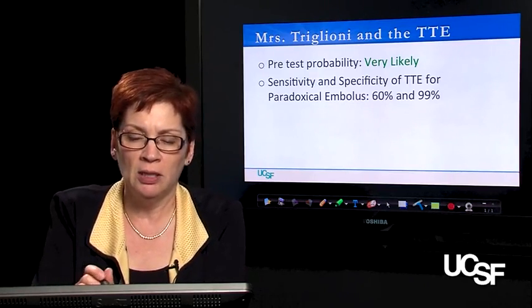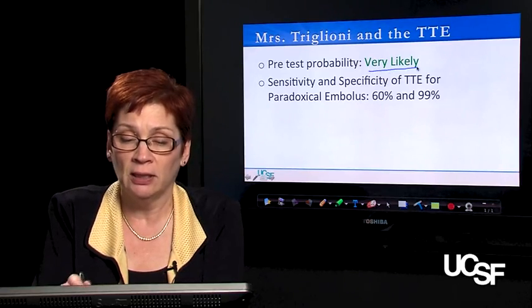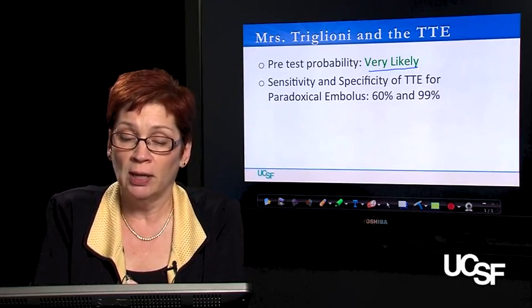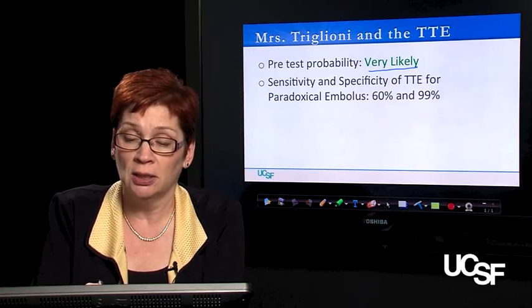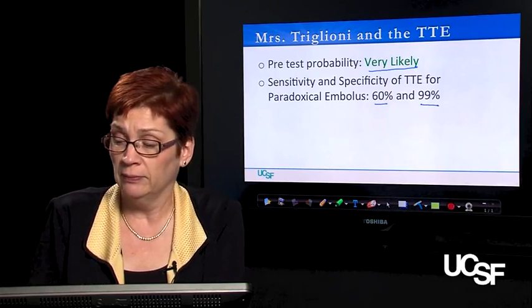The pretest probability you have shows that Mrs. Triglioni's possibility of having a paradoxical embolus is very likely. And the sensitivity and specificity of the transthoracic echo for paradoxical embolus you find in the literature is 60% and 99% respectively.